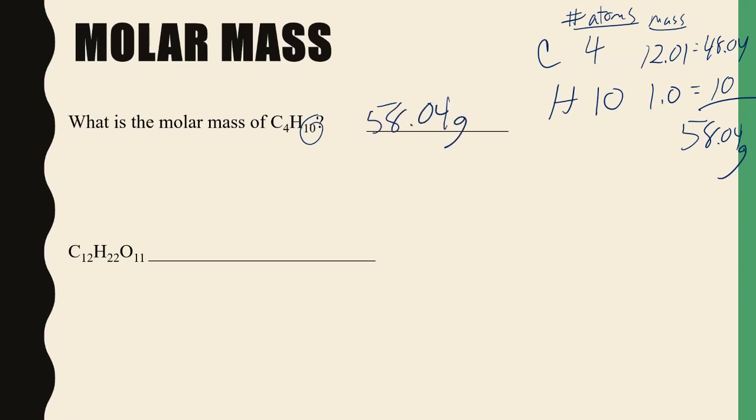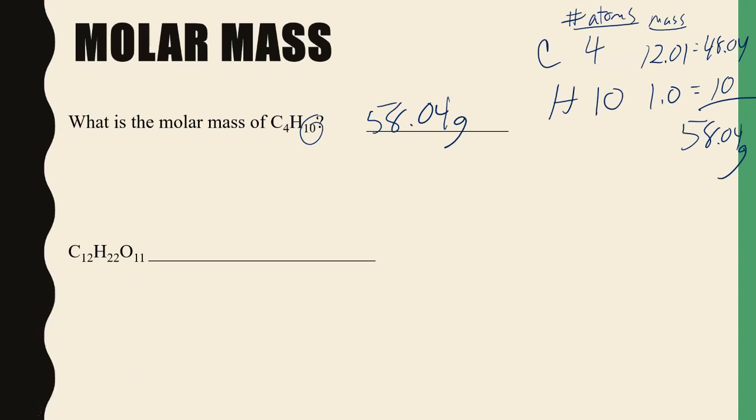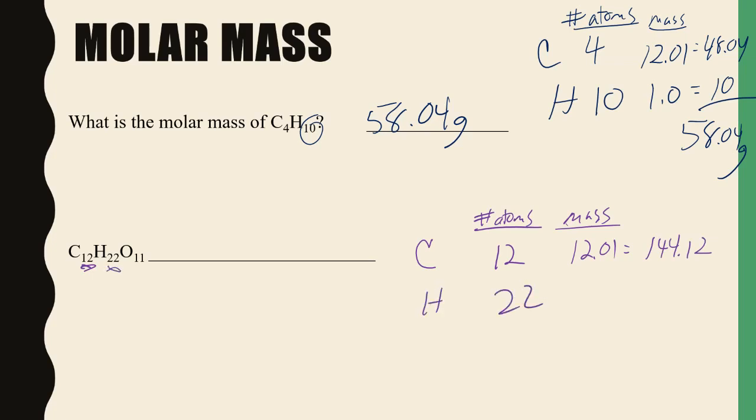All right, C12H22O11. Let's break that one down. So carbon again, number of atoms of carbon in this is 12. And each one has a mass, somewhat confusingly, of 12. So that's 144.12, I think. Then the hydrogens, there are 22 of those. Each one of those weighs 1. So we're going to call that 22.